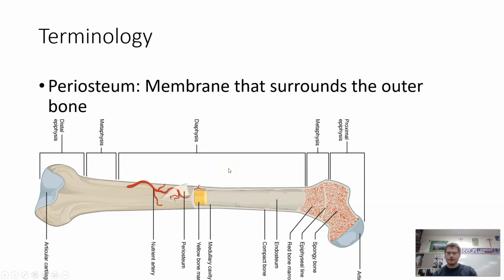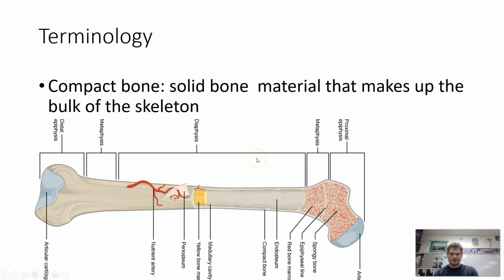Periosteum, a membrane that surrounds the outer bone. So as you can see, it's kind of like this outer layer on the bone, outer membrane that surrounds it. And then compact bone, solid bone material that makes up the bulk of the skeleton. So that would be in the middle, like let's say your femur. This is probably like a cow femur, maybe a hog or something like that. And that's more compact, it's not as hollow as spongy bone, which we'll talk about in a little bit.